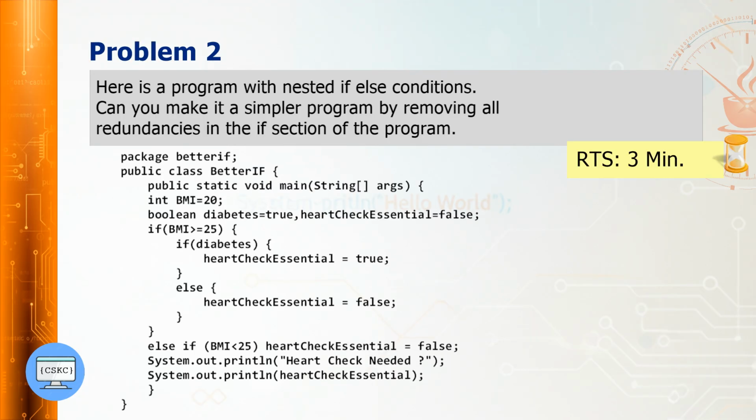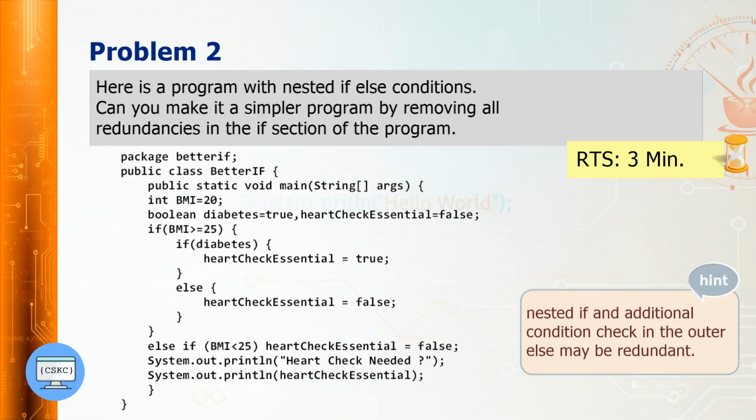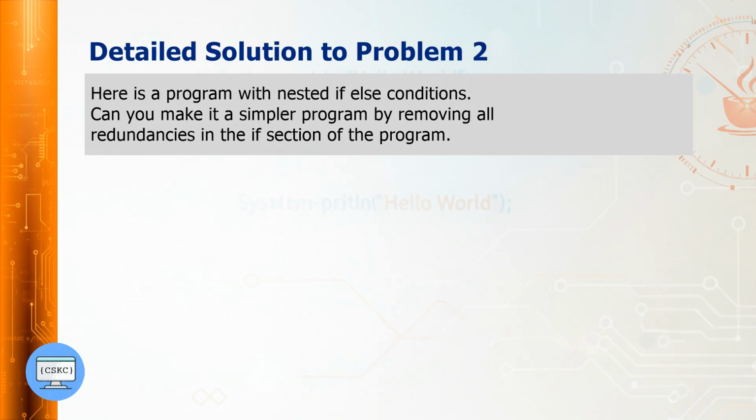Here is problem 2 for you. Here is a program with nested if-else conditions. Can you make it a simpler program by removing all redundancies in the if section of the program? Please pause the video now and try to solve the problem. Play it further when you need the hint. Nested if and additional condition check in the outer else may be redundant. Pause again now. Replay further when you are ready with the answer. Here is the detailed solution.